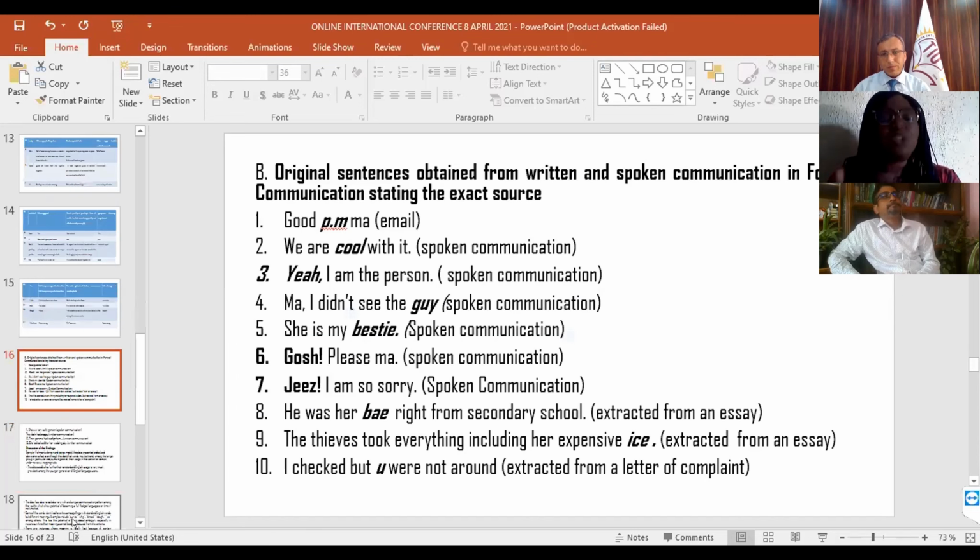Now, these are some of the sentences that were extracted. In fact, the sad thing is that this first one was extracted from a 400 level student whose project I was supervising. The email he sent with the attachment was "good PM, ma." That was the first time I was coming across this particular usage. So PM, of course, post meridian, but then PM here used to mean what? Evening.